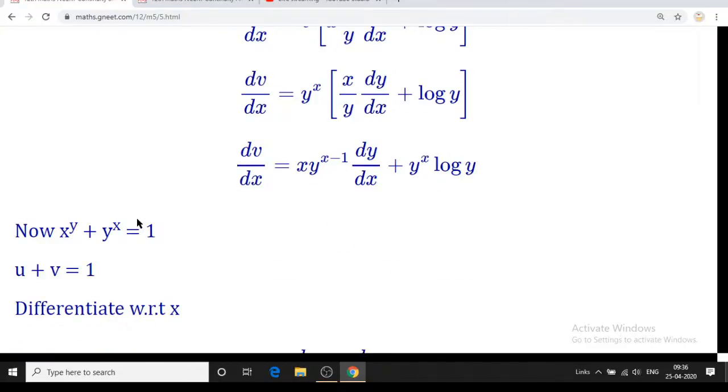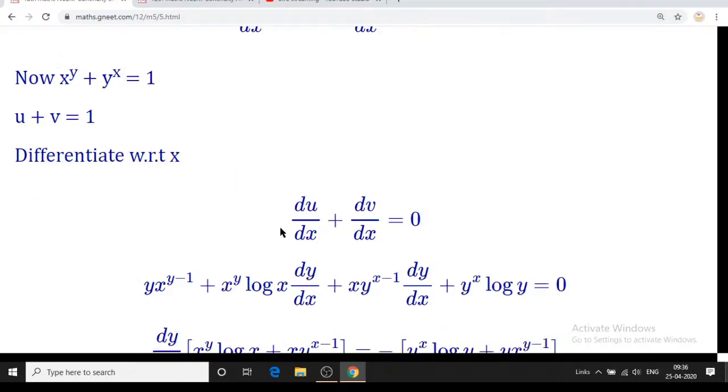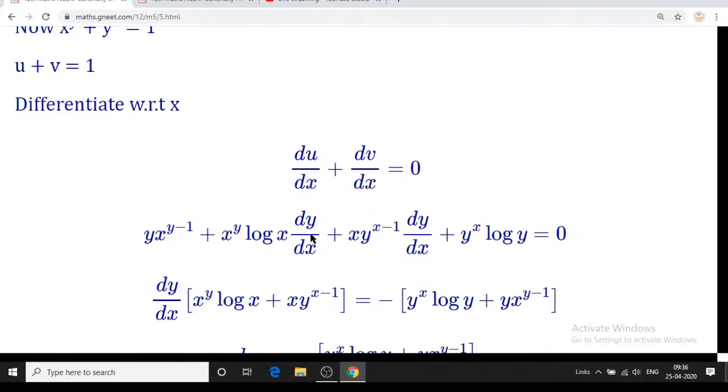Now we'll write the question. X raised to y plus y raised to x is 1. So u plus v is equal to 1. Differentiating, what we get, du by dx plus dv by dx is 0. We have written all this. The answer we got for the du by dx term we replaced, and for dv by dx we replaced. Now why can't we leave it here? Because what was our question? We have to find out the value of dy by dx. We haven't found dy by dx at all.